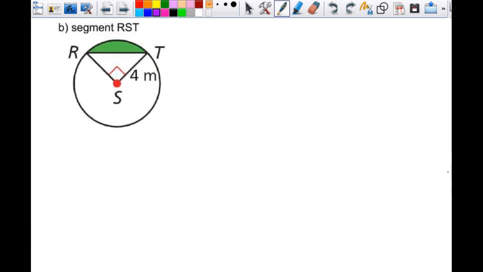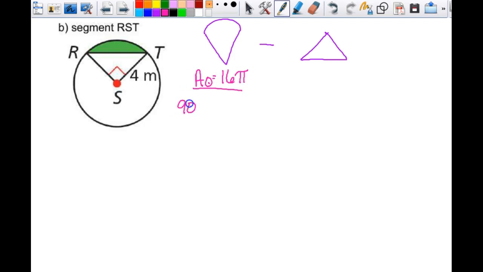So once again, it's a segment, so I'm going to have to find the area of the sector and the area of the triangle, and I'm going to subtract them. In order to find the area of the sector, I first have to have the area of the circle. And what would the area of the circle be? It's pi r squared, so it's pi times 4 squared, which is 16 pi. Okay. Then that's going to give me 90 over 360 is equal to the area of the sector over 16 pi.